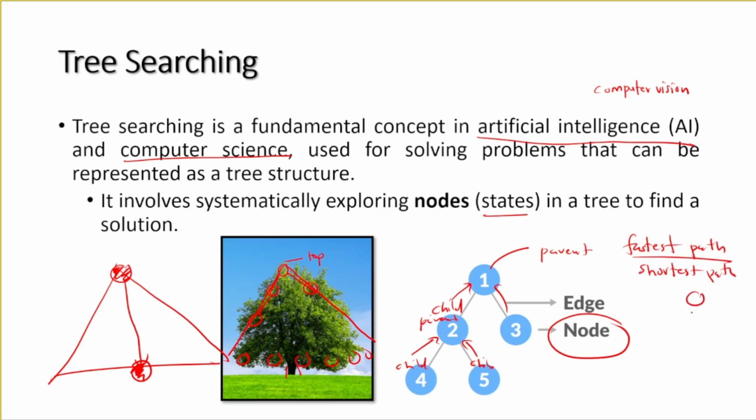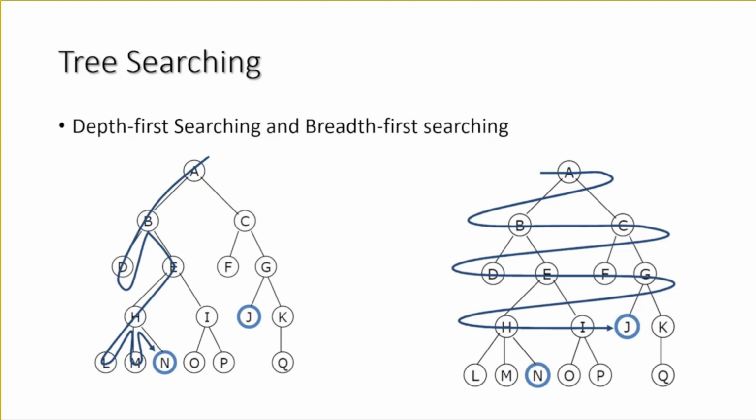Meaning 1/2, 1/3, for example, like the Tower of Hanoi earlier. But this is a different thing. Okay, in tree searching, guys, we have 2 things. One is depth.